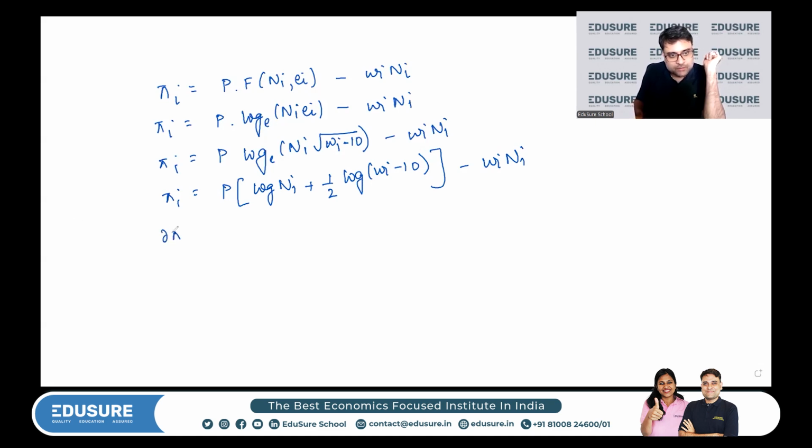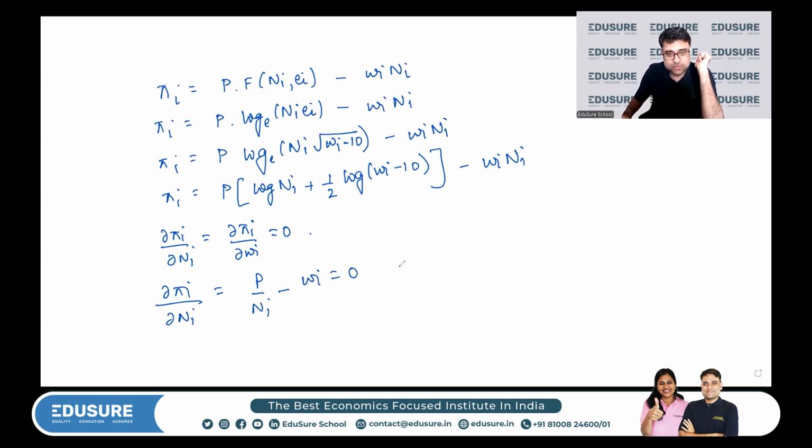Now, del pi i del Ni is equal to del pi i del Wi is equal to 0. This is what we need to do for first order conditions. Del pi i del Ni is basically P by Ni minus Wi is equal to 0. Or from here I get Ni is equal to P by Wi. This I call as equation star.